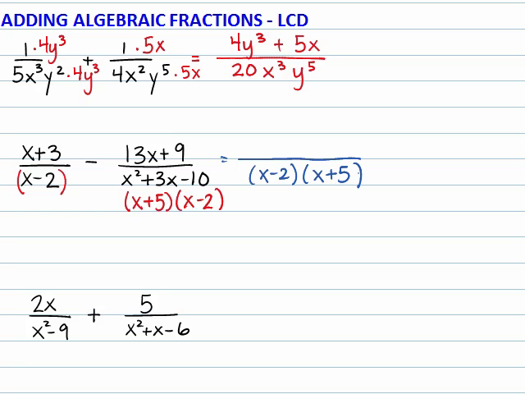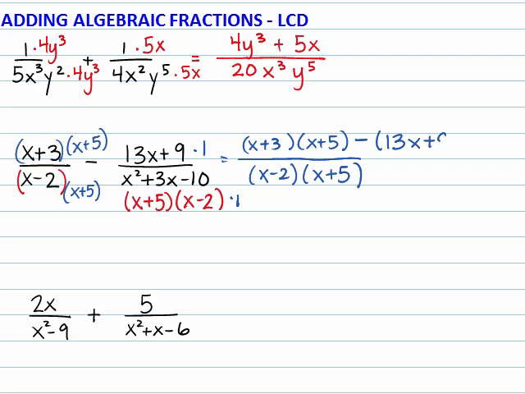What's missing from the first denominator to become the second denominator? X plus 5 is missing. We are going to multiply the numerator also with x plus 5. So that numerator will be x plus 3 times x plus 5 minus. The second fraction already has the least common denominator as a denominator, so it's multiplied by 1. So the second numerator is 13x plus 9.